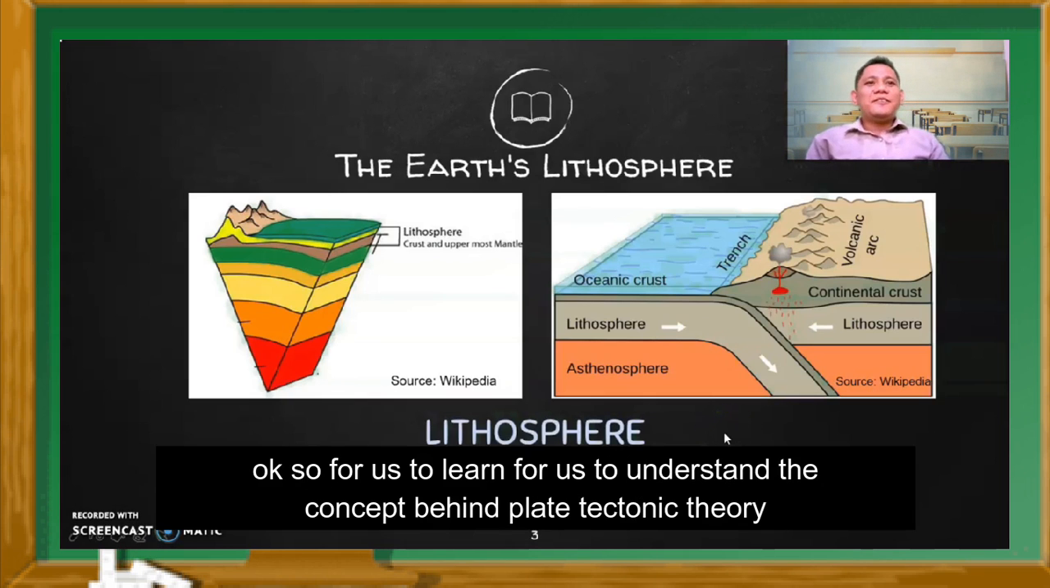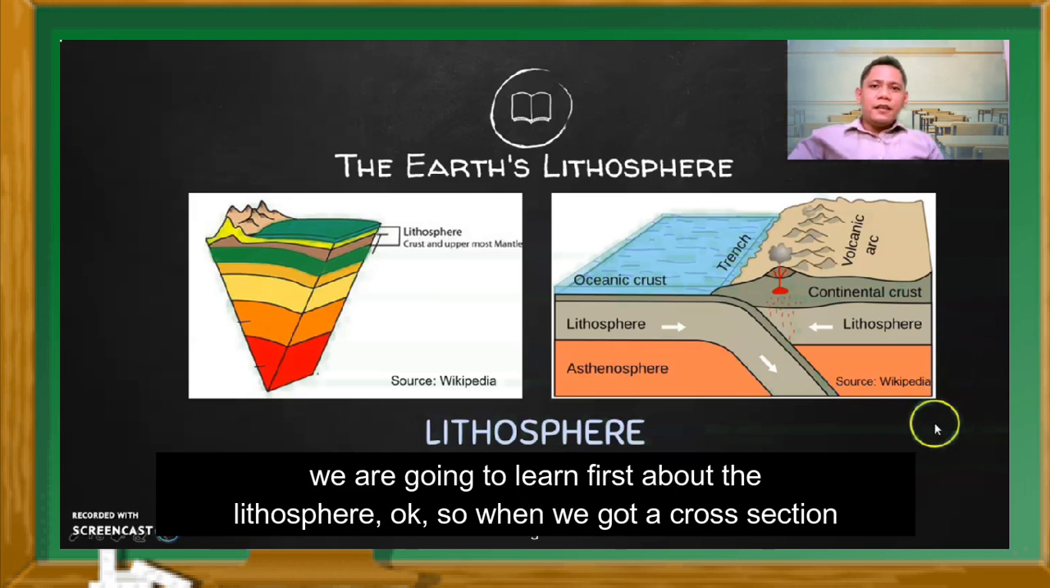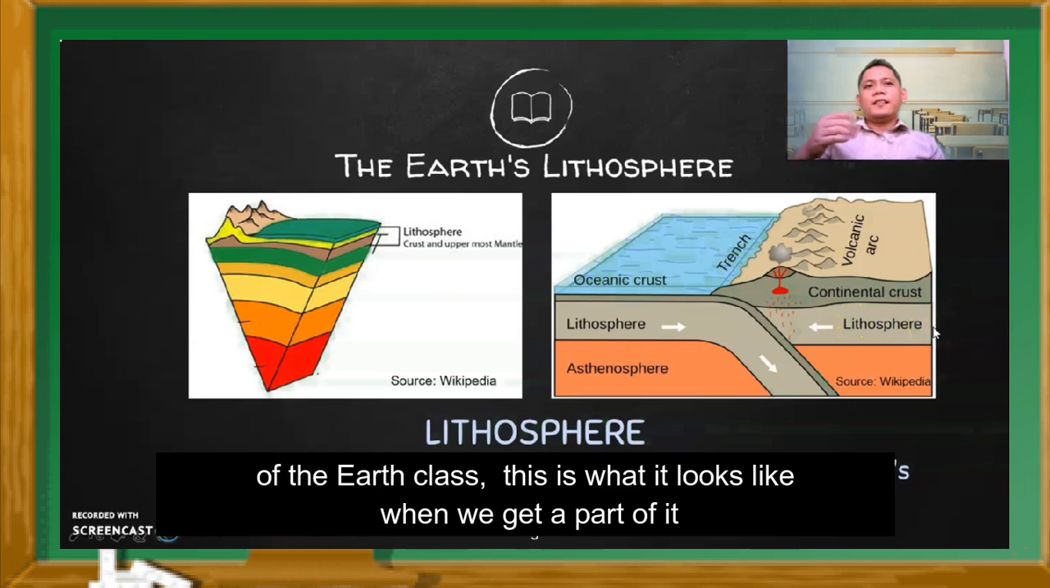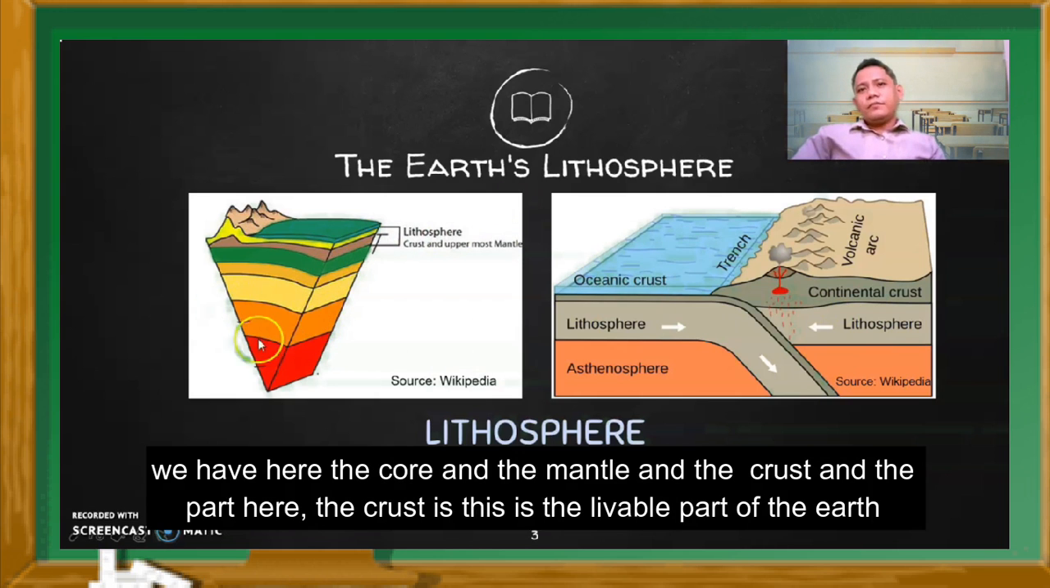Okay, so for us to understand the concept behind plate tectonic theory, we're going to learn first about the lithosphere. When we cut a cross section of the Earth, this is what it looks like. We get a part of it. So we have here the core and the mantle and the crust, and this is part here.